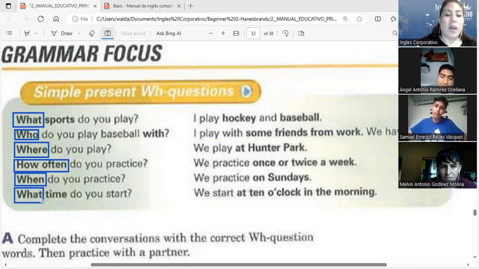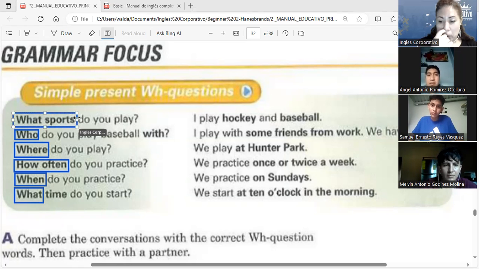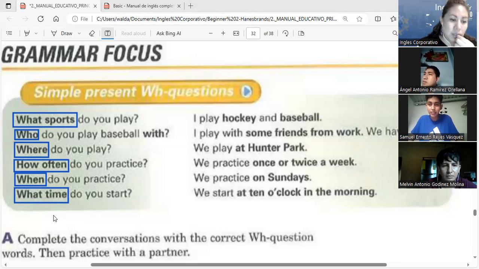And what time? Oh, sorry, but what? Just what? What is? We talked about this. What is? Okay. What? Qué. Very good. So it's possible to say what with a noun, for example, what sports? What does that mean, what sports? Qué deportes. Good. What time? A qué horas. Very good.